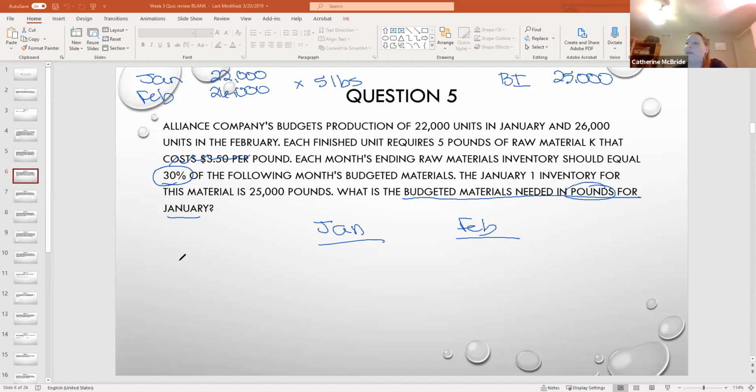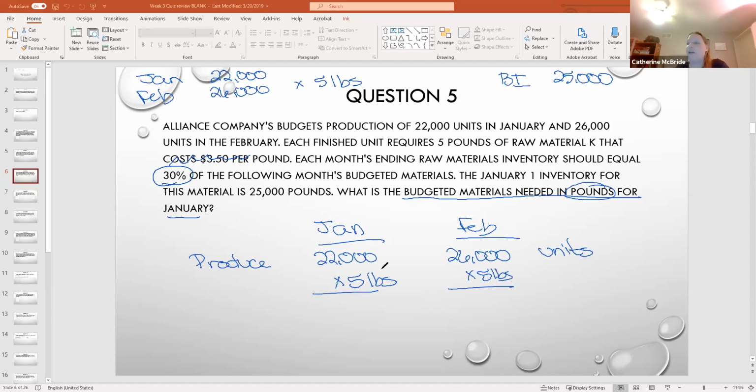So we're going to start with, in January, we need to produce 22,000 units. And in February, we need to produce 26,000 units. And each unit requires 5 pounds of material. So for January's production, I'm going to need 110,000 pounds. And for February's production, I'm going to need 130,000 pounds.